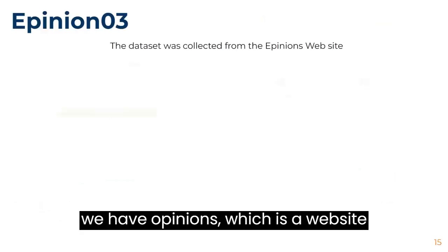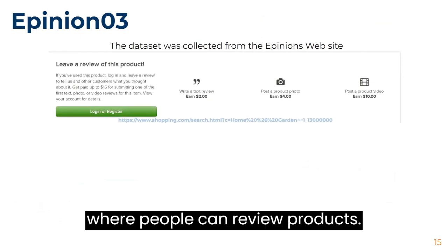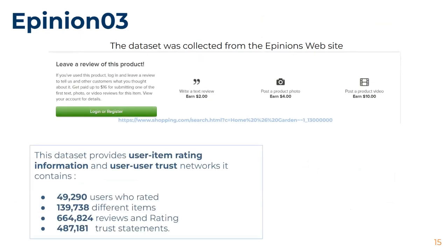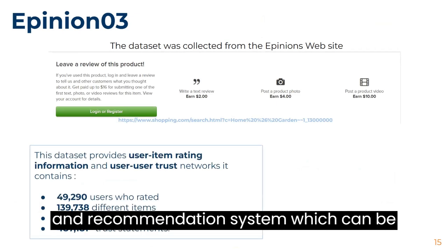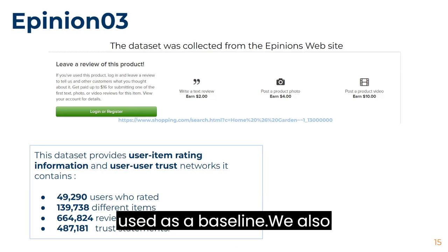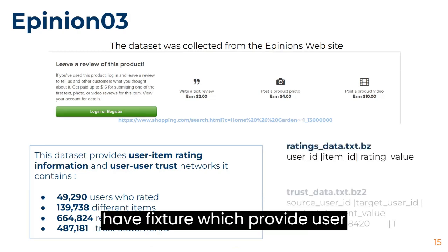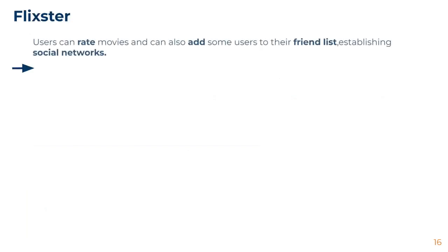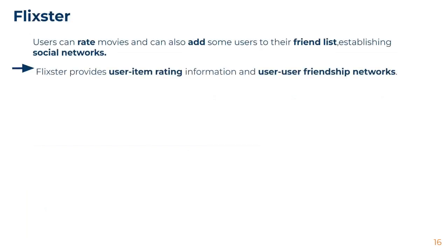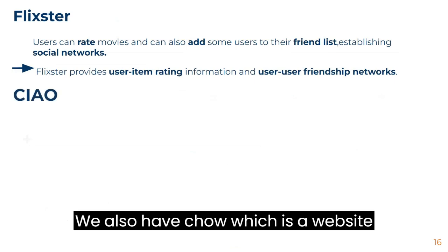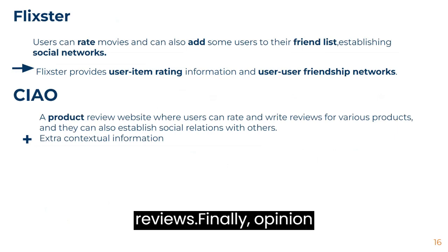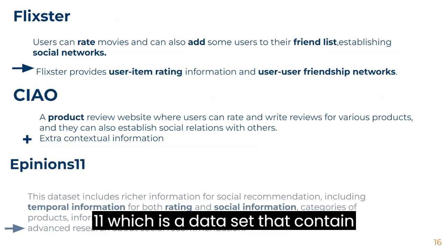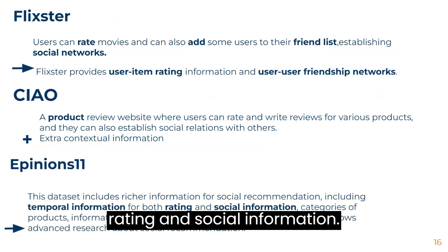Benchmark. In the benchmark, we have Opinion 3, which is a website where people can review products. These datasets are very popular in recommendation systems and can be used as a baseline. We also have Flixster, which provides user-item ratings and a user friendship network. We also have Ciao, which is a website where users can rate and write reviews. Finally, Opinion 11, which is a dataset that contains rating and social information.